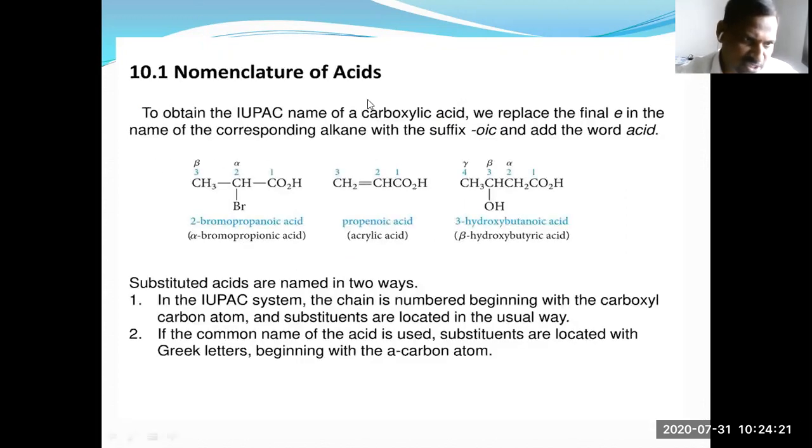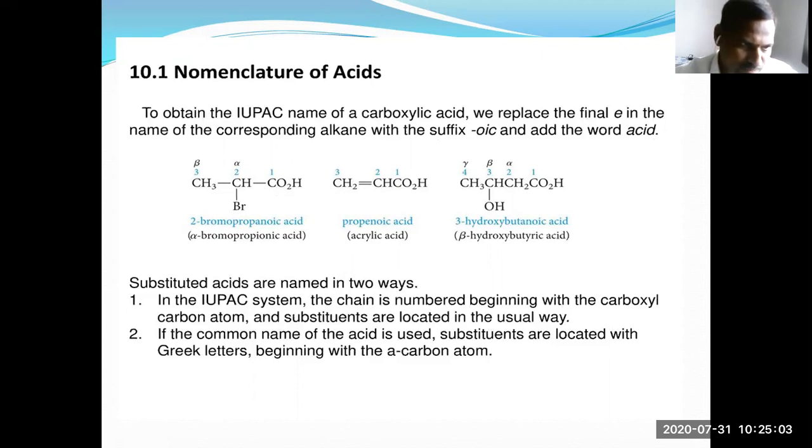So how do we name carboxylic acids? You can name the IUPAC system of a carboxylic acid by replacing the final e in the name of the corresponding alkane with the suffix oic and adding the word acid. So that means you use the suffix oic acid in carboxylic acids.